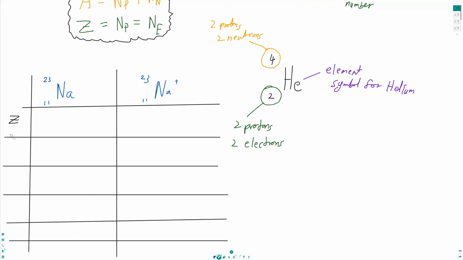Okay, so here we have our atomic number. This is going to be our mass number. This is going to be our number of protons, our number of neutrons, and number of electrons, and then charge as well.